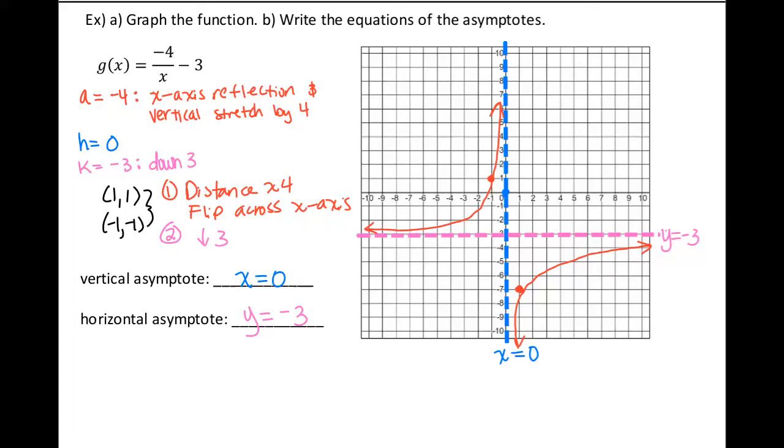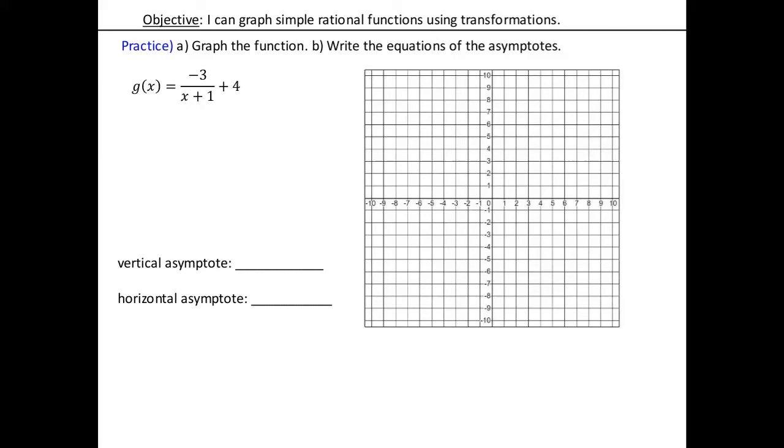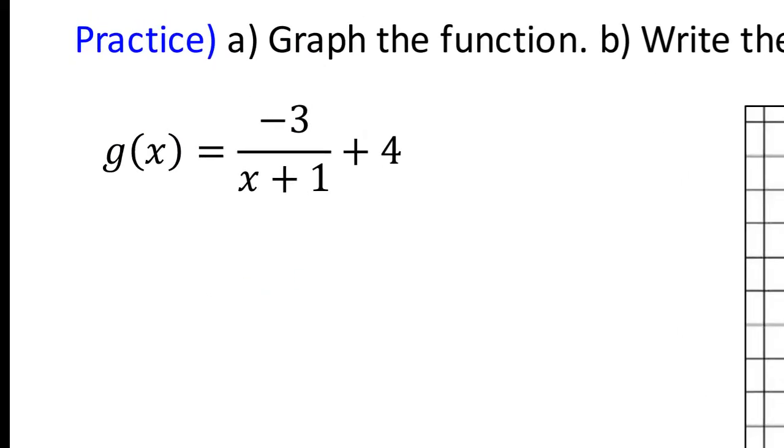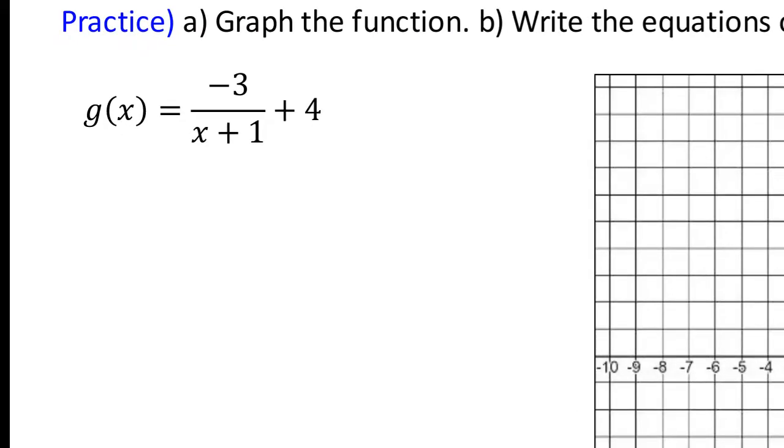All right, so go ahead now and try this one. This can be our last example for today. This is a practice problem. G of x equals -3 over x plus 1, plus 4. So this one has like everything. It has a reflection, it has a stretch, and you go to the left and you go up. So there's a lot going on in this one. So be super, super careful.